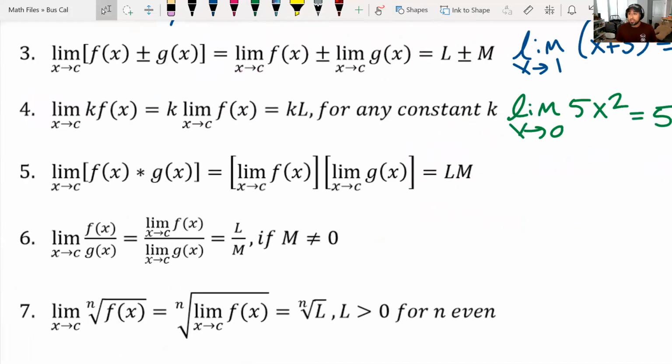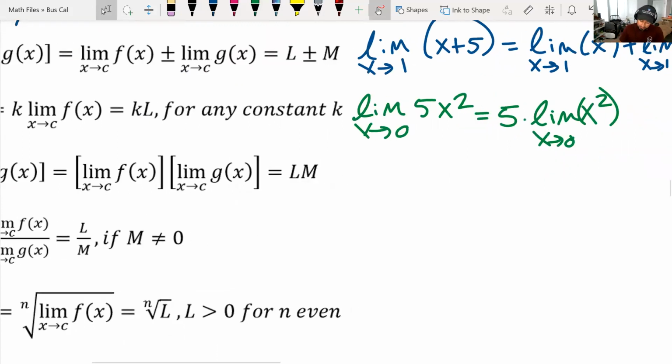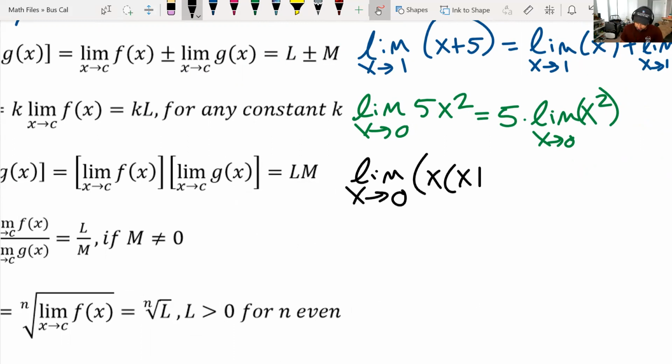Number 5 says the limit can be applied over multiplication of multiple terms. This says the limit of f of x times g of x can be split into the limit of f of x times the limit of g of x. So let's see what that looks like. Let's say the limit as x approaches, let's just keep it 0. I can even keep it c, it doesn't matter. So the limit as x approaches 0, let's say I have x times x plus 1.